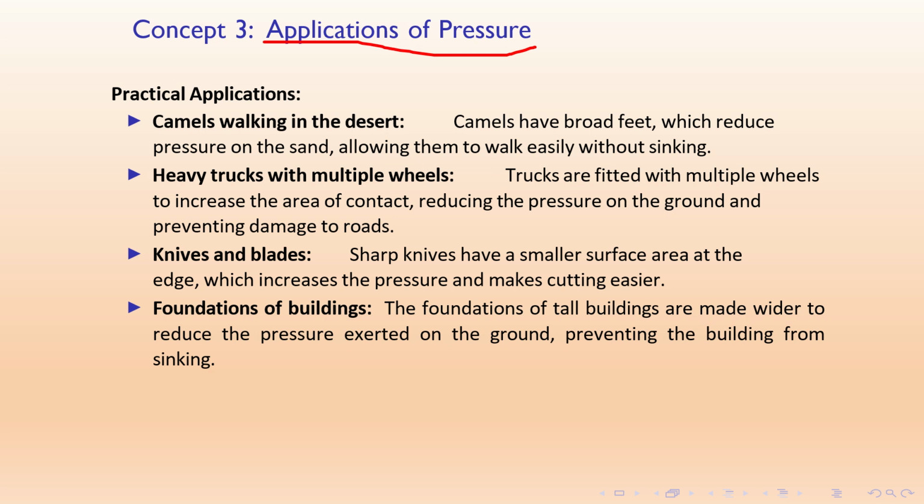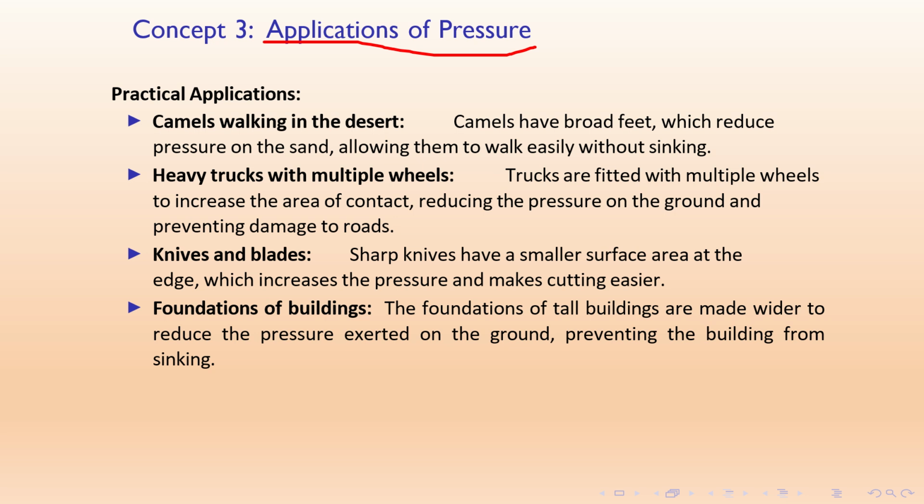In the same way, one more application you can see is heavy vehicles like trucks, which carry large weights. They have wheels with broad width, or they have multiple wheels. Why? When they combine multiple wheels, the width of the tire will be larger, so that the pressure will be very less. That's why trucks are fitted with multiple wheels to increase the area of contact, which reduces the pressure on the ground and prevents damage to the roads.